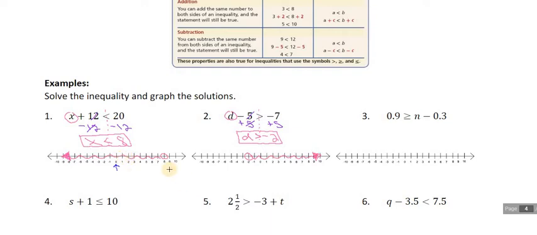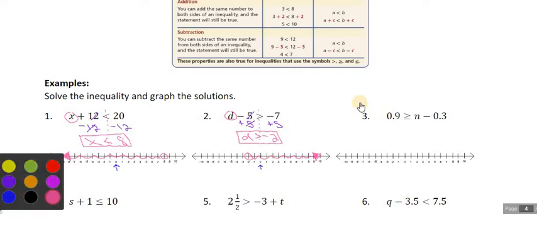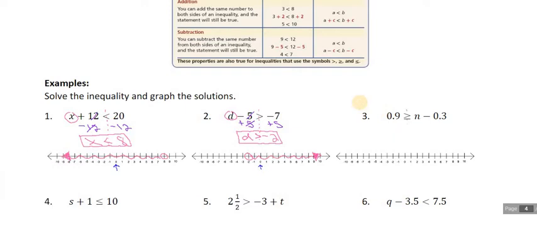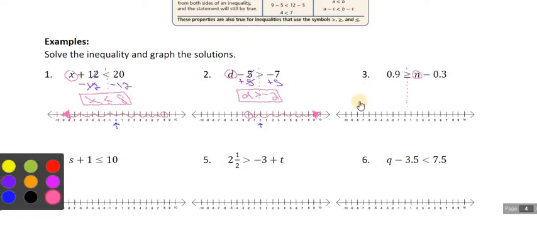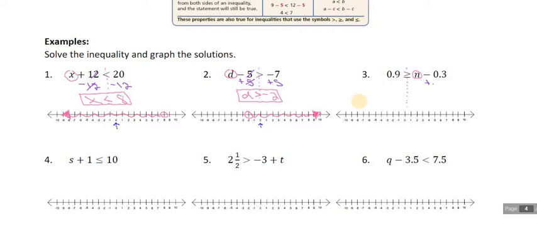Okay, let's once again pick a number just to kind of check our shading. And I like to use 0 as a test point whenever I can, just because it's easy to plug in. So 0 minus 5 is negative 5, and negative 5 is bigger than negative 7, so that works. All right, number 3. Number 3, we're going to continue to solve just like we would. Circle our n, and this time we're going to isolate our variable on the right where it's currently located. So in order to do that, we are going to add 0.3 to both sides.